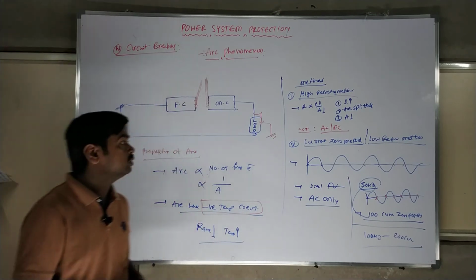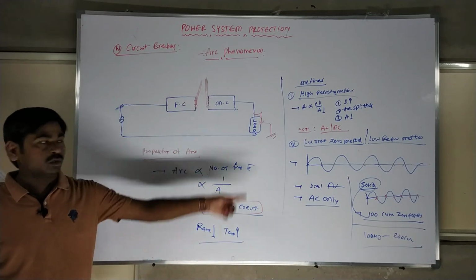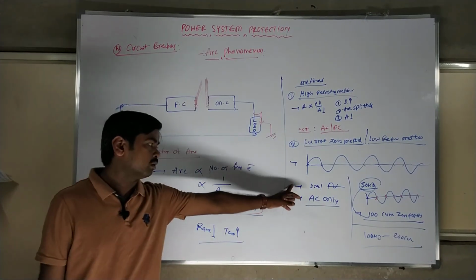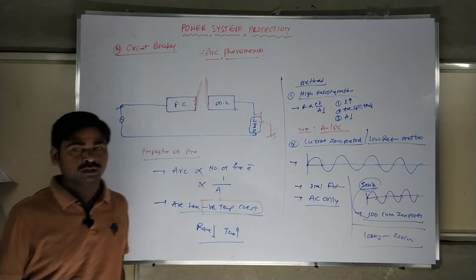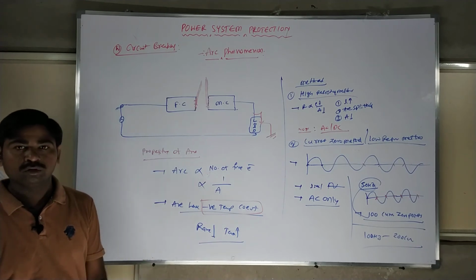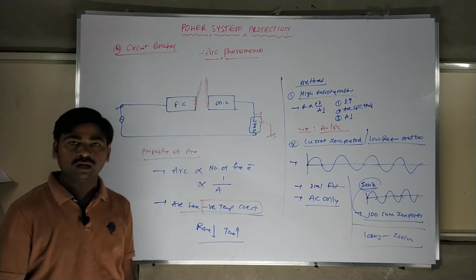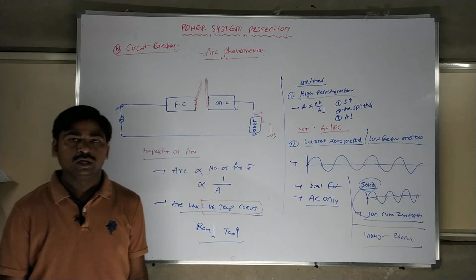This is how to reduce the arcing phenomena. Those are the two methods. One is only for AC, the other for both AC and DC. Generally, we are using the high resistance method. For the current zero method, we have to manage things very carefully. These are the important things in the arcing phenomena.